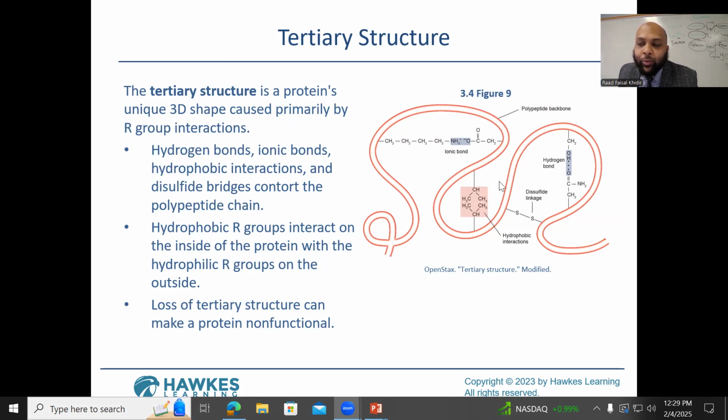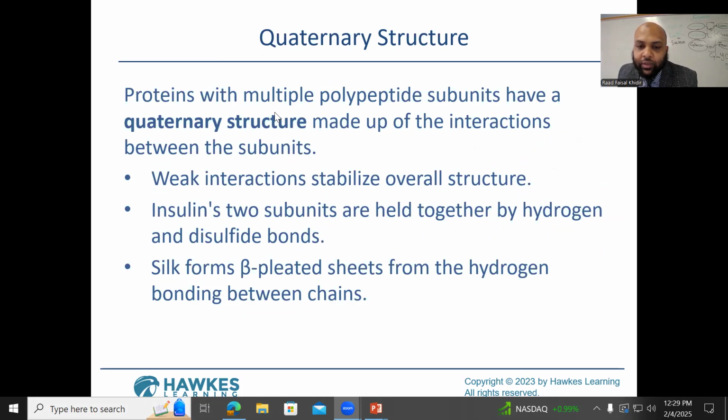So how do we end up with a tertiary structure? Through hydrogen bonding, ionic bonding, hydrophobic interactions, and these disulfide bridges. Quaternary structure is when you have multiple polypeptide subunits, made up of interactions between the subunits. So there are weak interactions that stabilize the overall structure. Insulin's two subunits are held together by hydrogen and disulfide bonds.